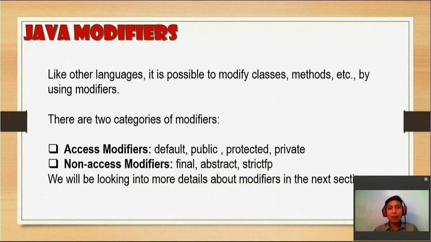Next, we have the Java modifiers or access modifiers. Like other languages, it is possible to modify classes, methods, and so on by using modifiers. There are two categories of modifiers. We have the access modifiers: default, public, protected, private, and so on. And we have the non-access modifiers, which are final, abstract, and strictfp. We will look into more details about modifiers in the next section of this discussion.